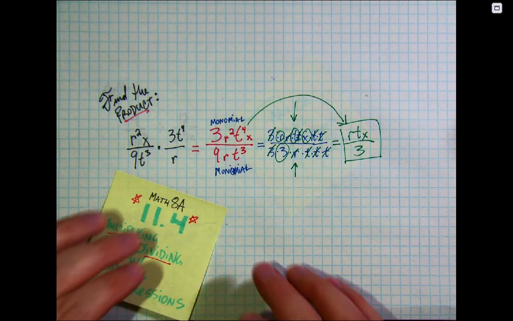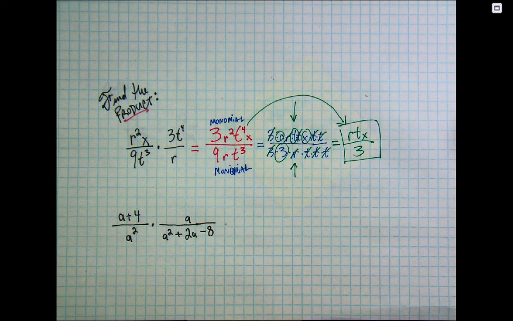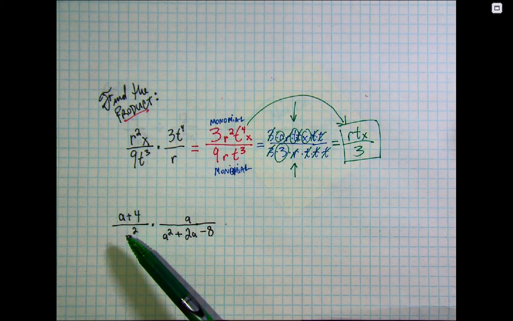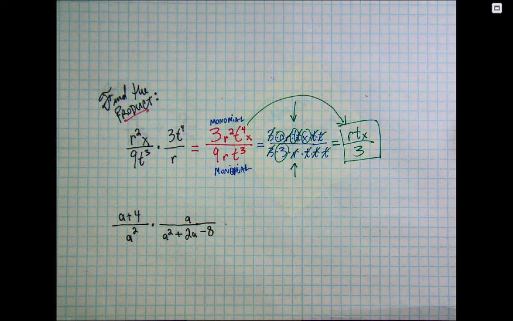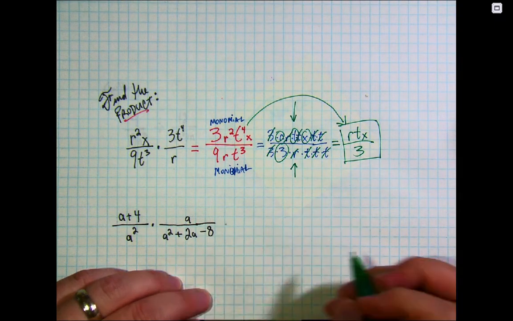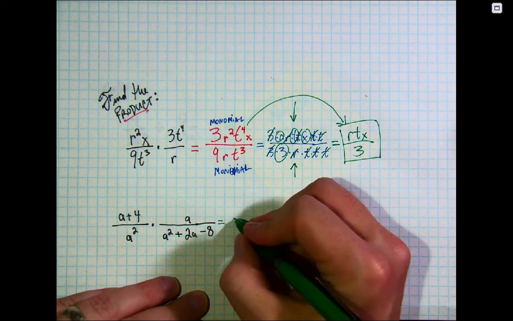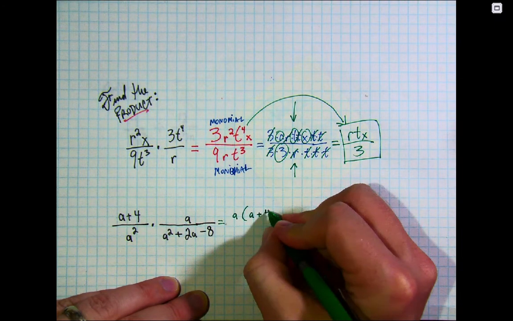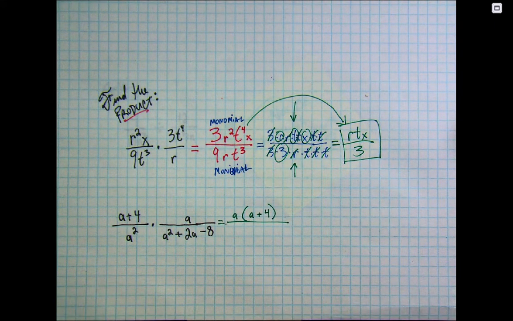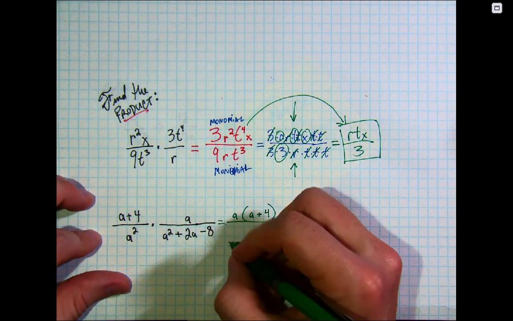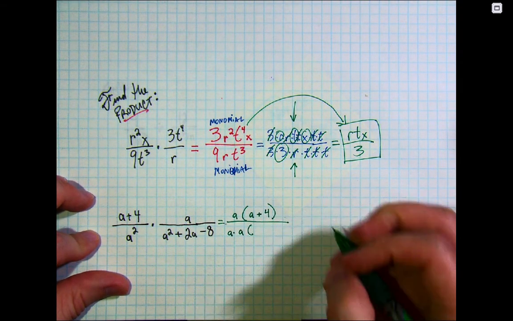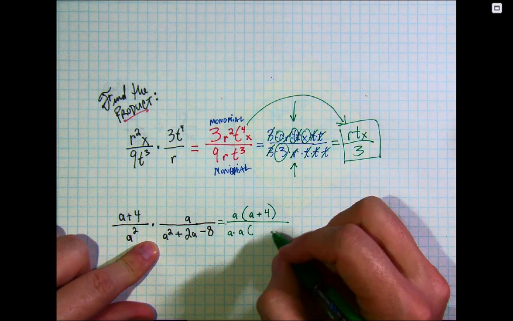All right, now we got another problem where we are going to find the product. This time it isn't just monomials, monomials, monomials, monomials. Now we've got binomial over monomial times monomial over trinomial, and now you're not allowed to just cancel the a and the a or things like that. So what we need to do here is we need to go ahead and write this out as a times a plus 4 on the top. On the bottom, we've got a squared, which is a times a, times this trinomial. But guess what? I'm not going to write it as a trinomial.